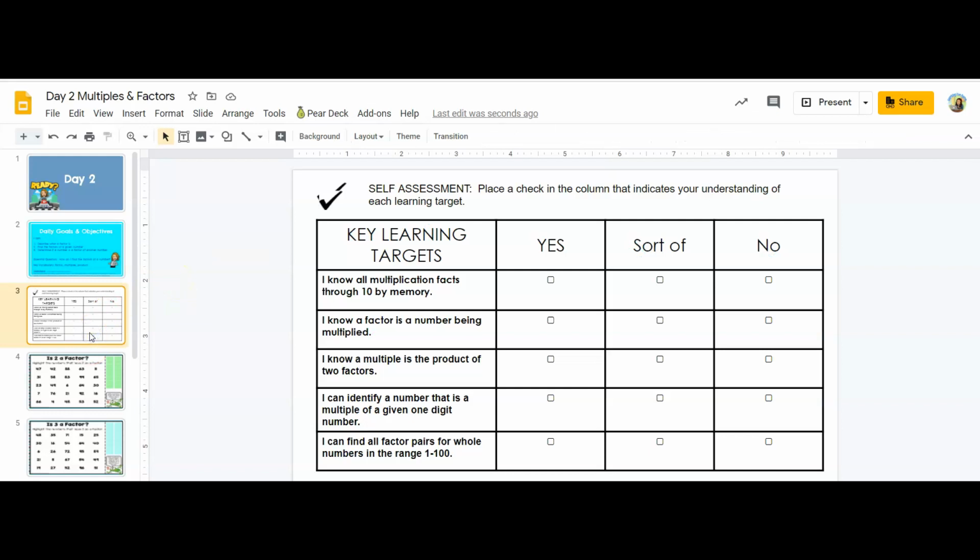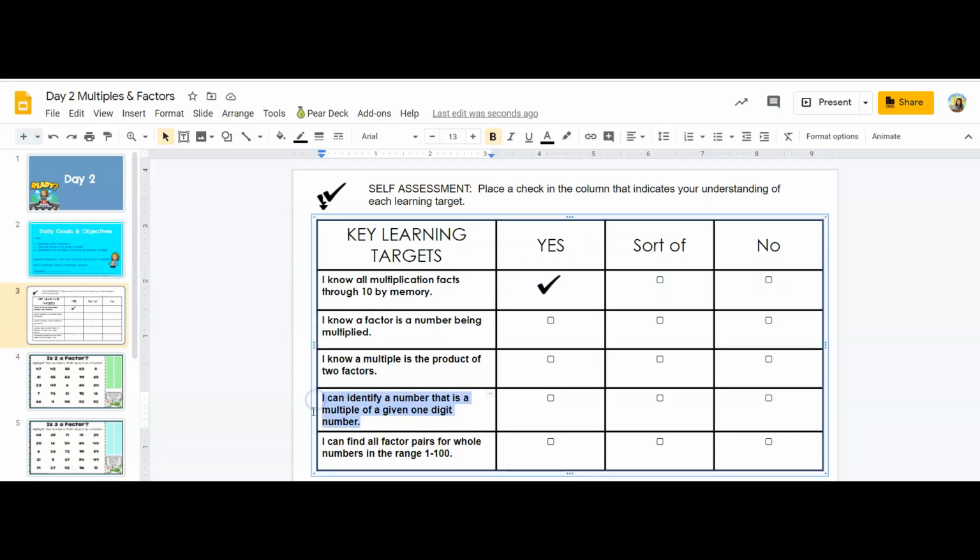Let's move on to our key learning targets. You are going to take the little check mark and move it to say if you are a yes, a sort of, or a no on each one of these different areas. Today we're going to be working on this one. I can identify a number that is a multiple of a given one-digit number.